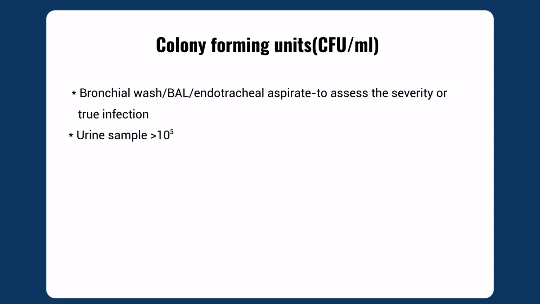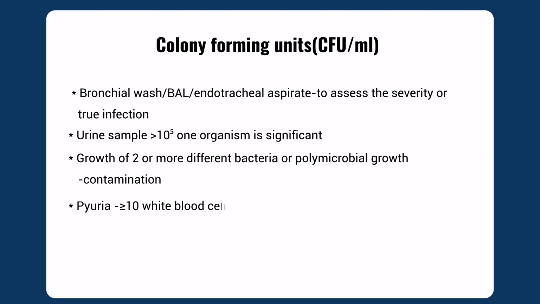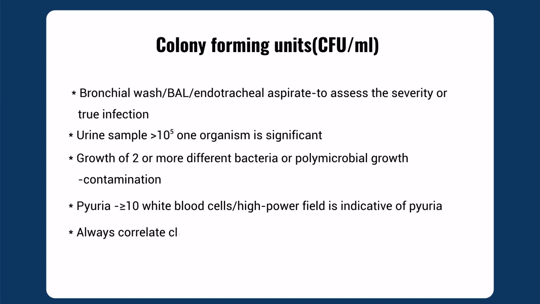For a urine sample, the significance is only proven if the colony forming units is more than 10 to the power of 5. Growth of 2 or more different bacteria is called polymicrobial growth, and mostly it is a contaminant. So never treat such patients whenever there are more than 3 bacteria in a urine sample. Pyuria is significant if there are 10 or more WBC present in a high power field. Always correlate such samples clinically with the patient's clinical condition.